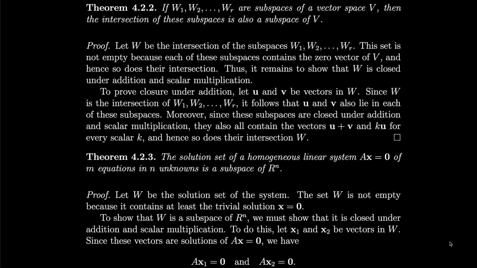If W1, W2 through Wr are subspaces of a vector space V, then the intersection of these subspaces is also a subspace of V. To prove this, let W be the intersection of the subspaces. This set is not empty because each of these subspaces contains the zero vector. Remember that the set of 0, even though it looks like it has nothing in it, it actually has 0 inside of it. That's an element, so it's not empty. So their intersection must also have the zero vector if all of these subspaces have the zero vector.